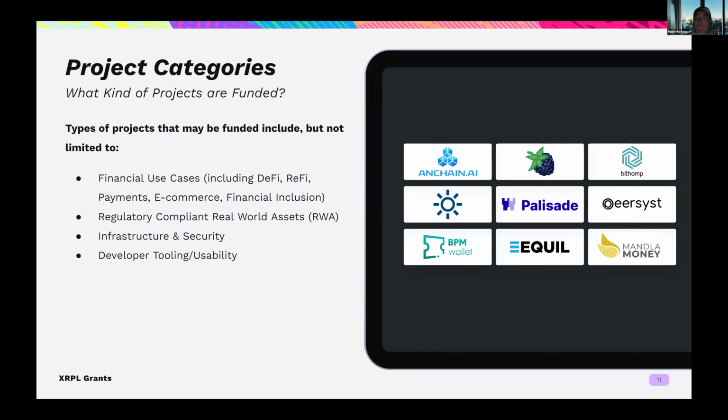So for example, Anchain.ai is a regulatory compliance project. Palisade is a custody project. So definitely a lot of stuff, as well as developer tooling. So if you have an idea to make our ecosystem a little more user-friendly, or if there's an opportunity to develop a tool specifically for developers, we welcome applications and use cases from any of these specific project categories.